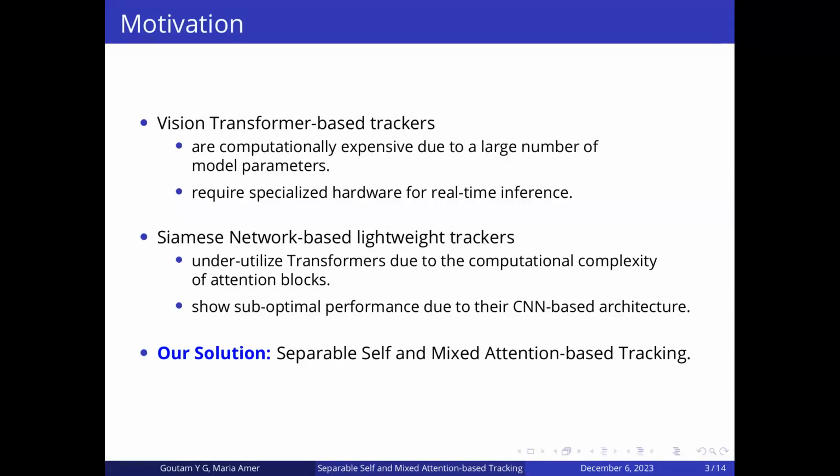And as a solution to this problem, we propose a transformer-based tracker which uses a separable attention, which is more efficient compared to the standard transformers. And our approach is able to run at a real-time inference speed on a CPU, while it outperforms the related lightweight trackers on 6 different datasets.